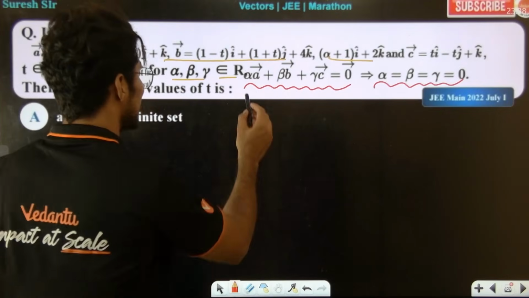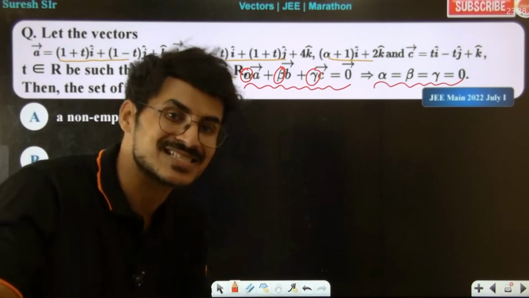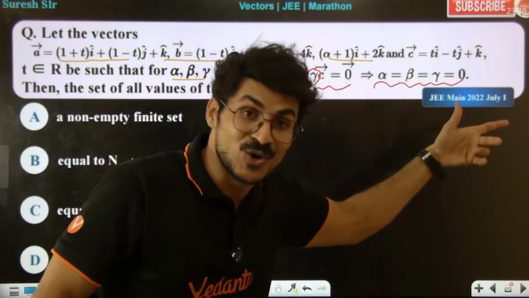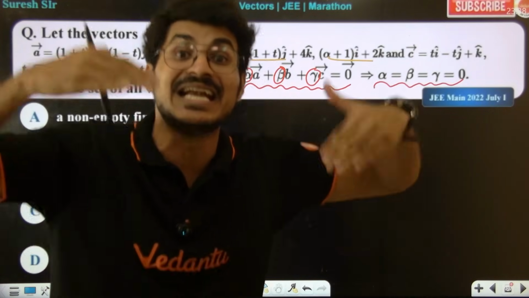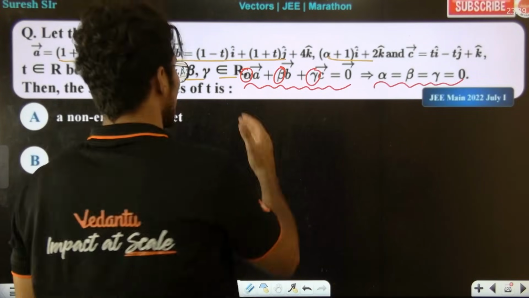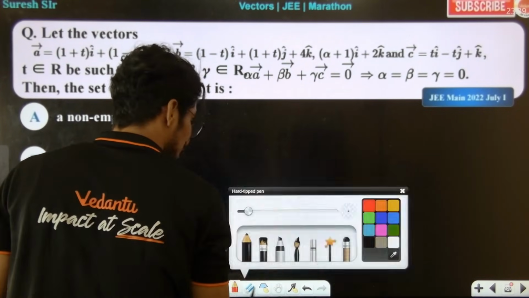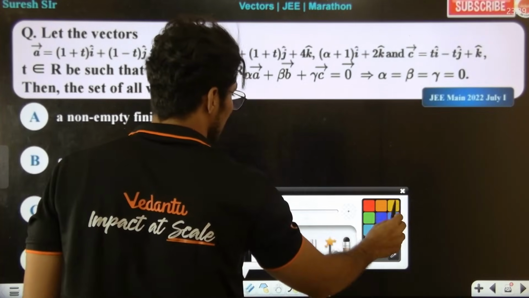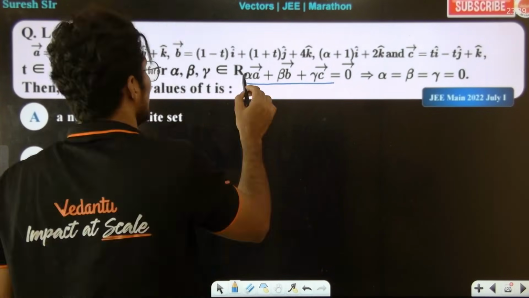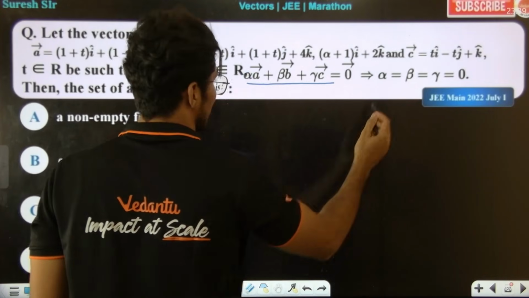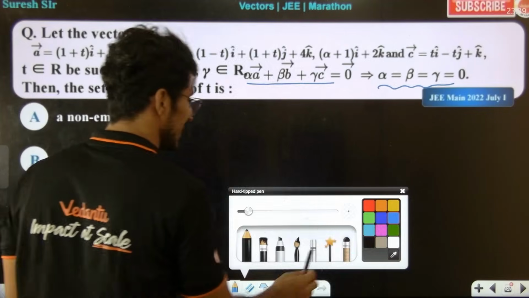Check what they have given here. Alpha, beta, gamma are all scalars. All the scalars are 0. Then A, B, C vectors are what? Linearly independent vectors. Purinjutha? When can you say they are linearly independent? Whenever all the scalars are equal to 0, they will be called linearly independent vectors, sir.